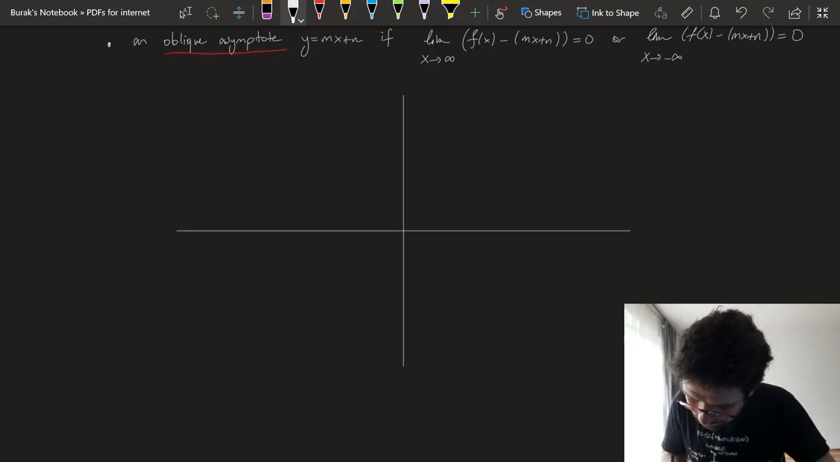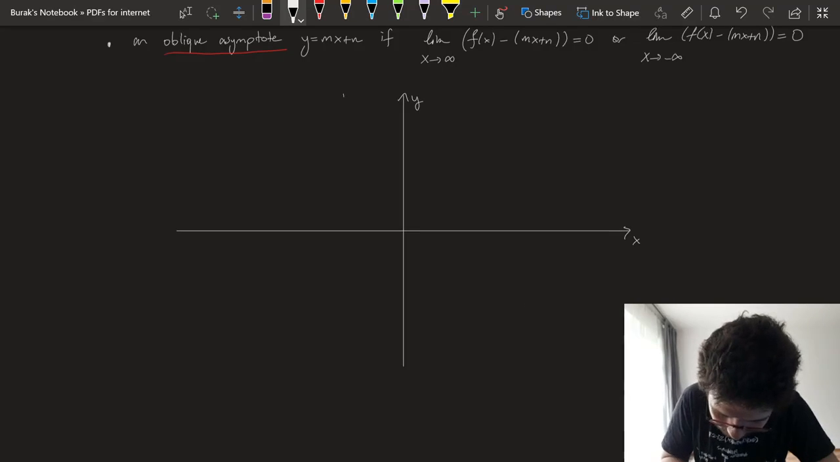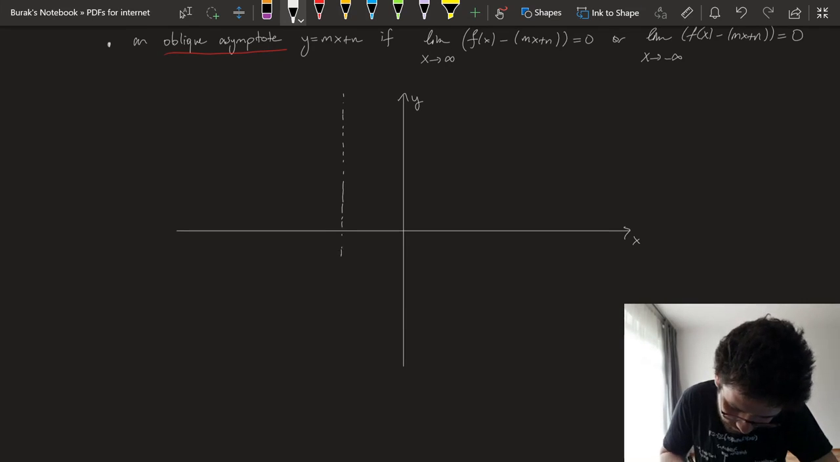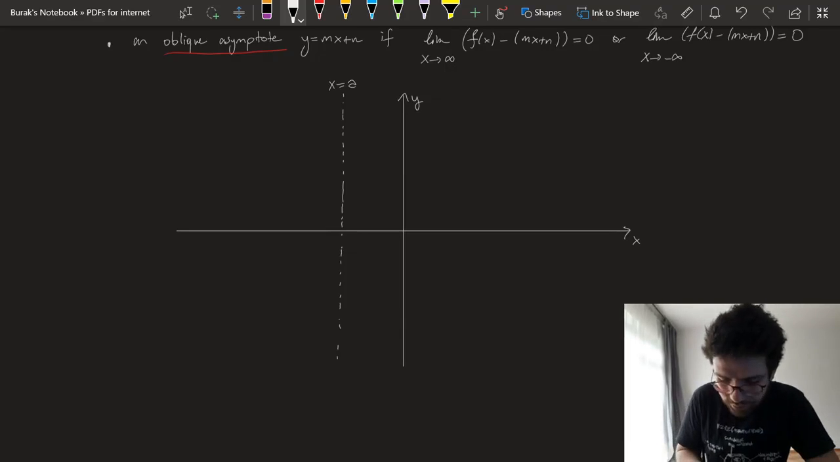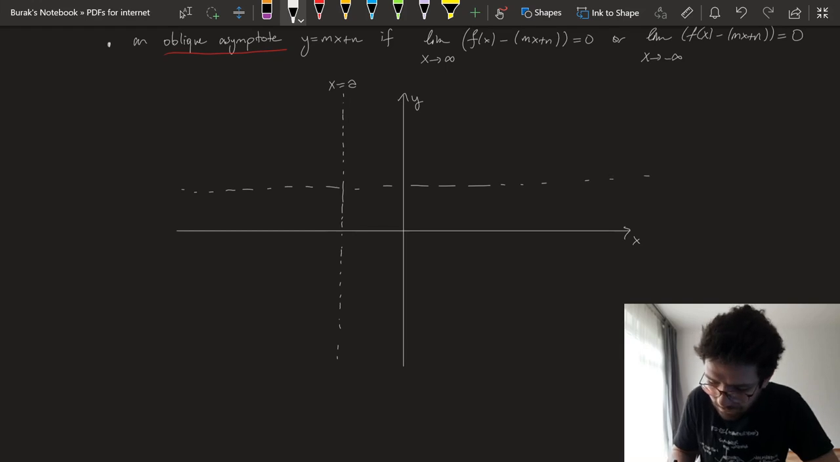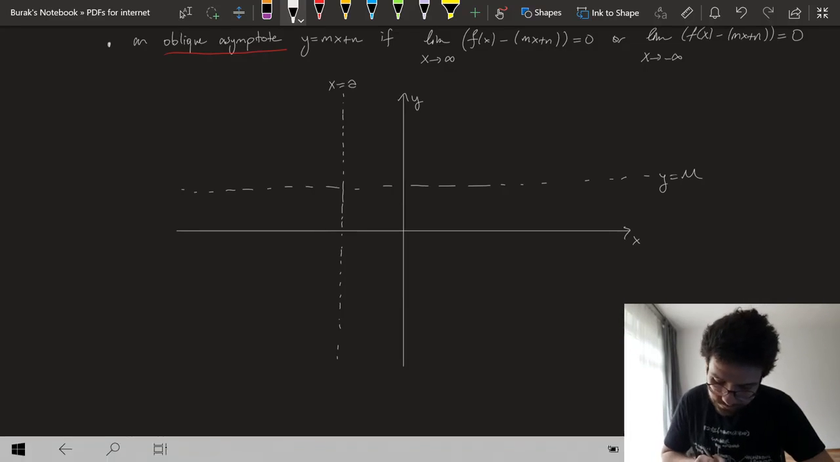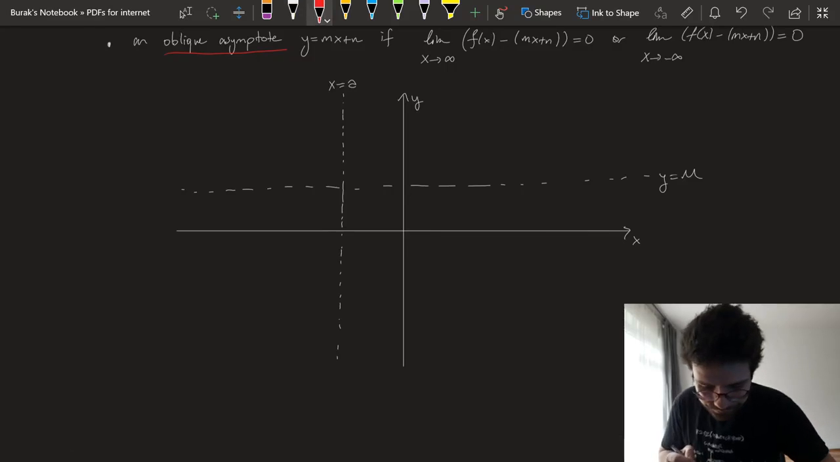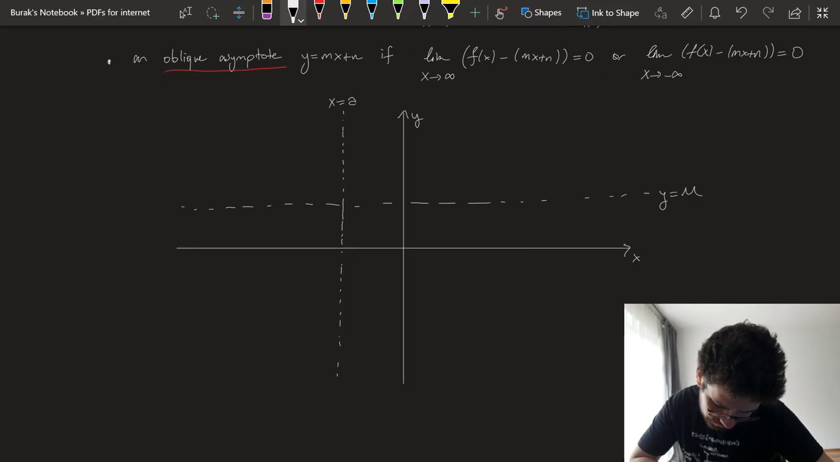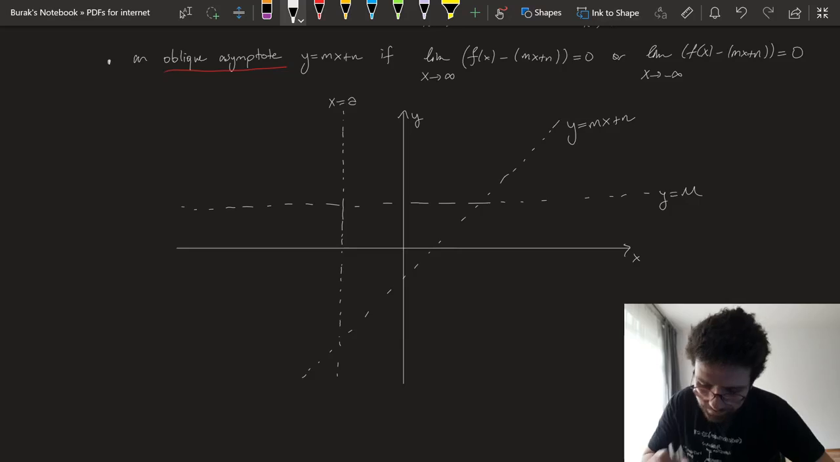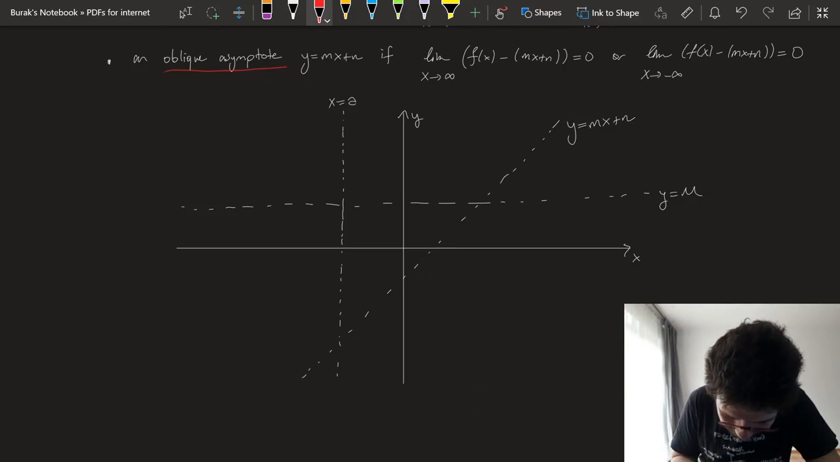Okay, so x, y, let's pretend that this is x equals a, and this is y equals m, and let's pretend that this is y equals mx plus n. Consider a function which looks like this.